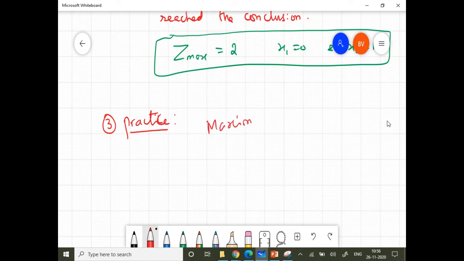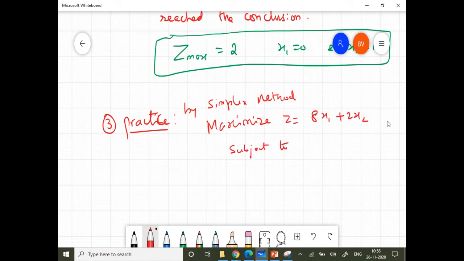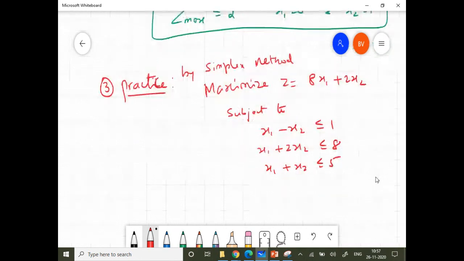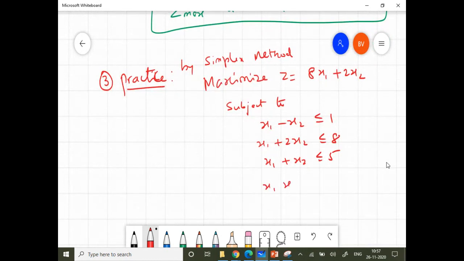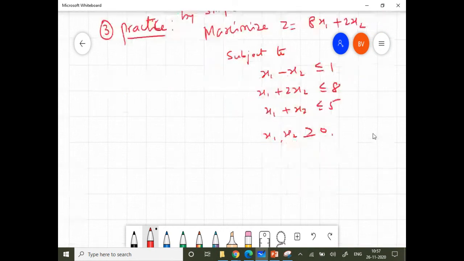Maximize by simplex method. Maximize Z is equal to 8x1 plus 2x2, subject to the conditions x1 minus x2 less than or equal to 1, x1 plus 2x2 less than or equal to 8, x1 plus x2 less than or equal to 5, x1, x2 greater than or equal to 0. This is the first problem.